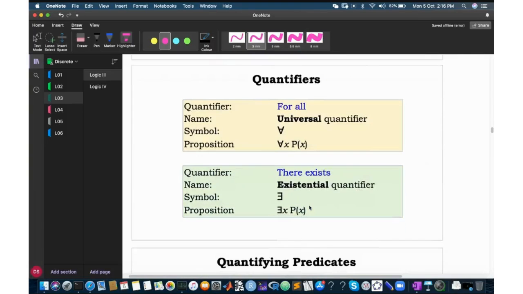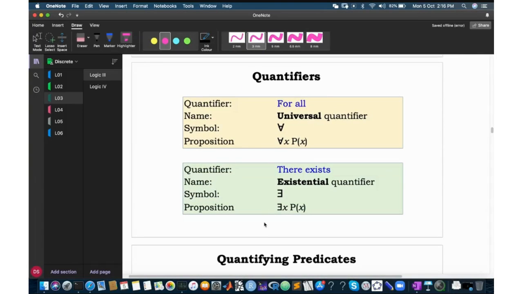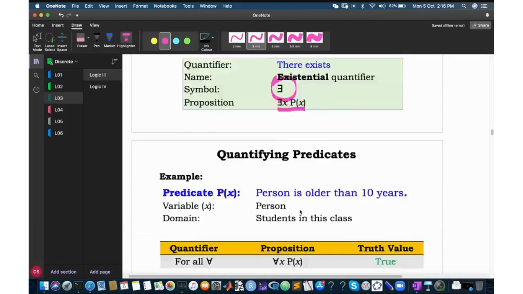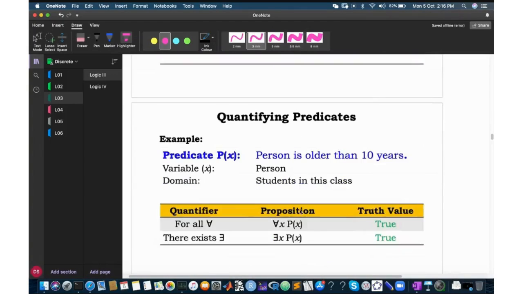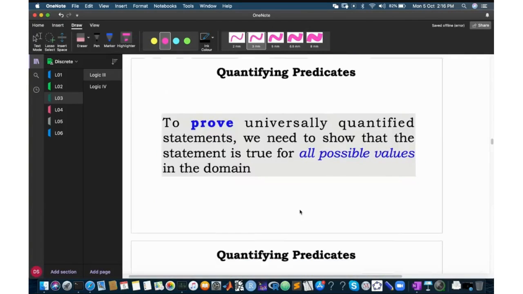Okay, let's move on. So once again, for all is a universal quantifier, and that's the symbol for it, and that's how we write it: for all x, p of x. There exists is an existential quantifier. This is the symbol for it, and that's how you write it: there exists x, p of x. Okay, let's move on. I think we have seen examples.